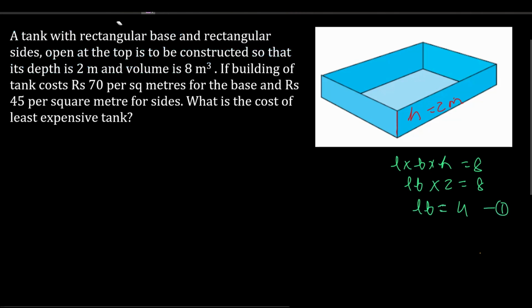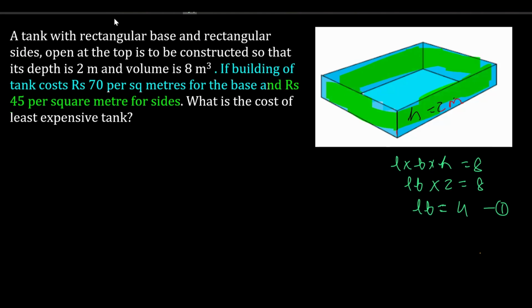Later, if I read the question, it says that the building of the tank costs rupees 70 per square meter for the base, whatever sheet or material is needed for making the base, and rupees 45 per square meter for the sides. So it's the lateral surface area, made at the cost of rupees 45 per square meter. What we have to find out is the cost of the least expensive tank. That means we have to minimize the cost.